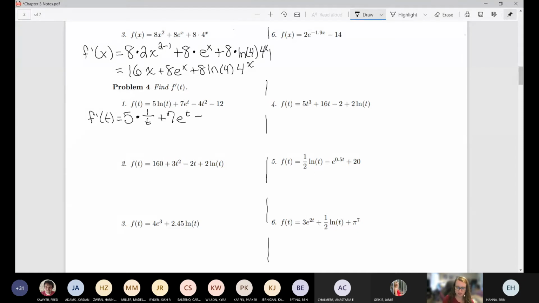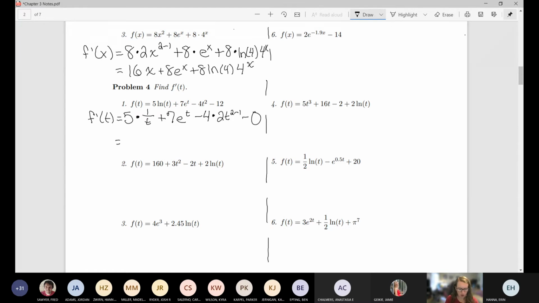Subtract the derivative of 4t squared. The 4 comes along for the ride. Derivative of t squared, bring the power down, subtract 1 from the power. Subtract the derivative of 12. 12 doesn't have a variable attached to it. It's not multiplied by something that has a variable in it. So the derivative of a constant is just 0.